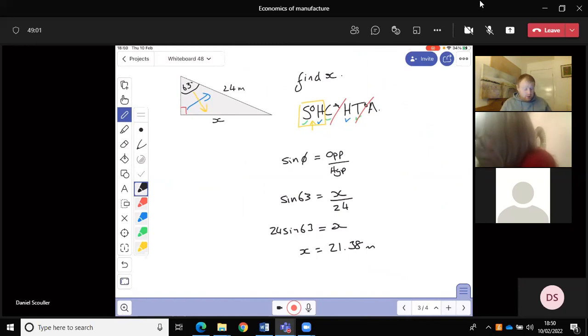So that's your three rules, SohCahToa. Sine equals opposite over hypotenuse. Cos, the angle equals adjacent over hypotenuse. Toa is tan equals opposite over adjacent.